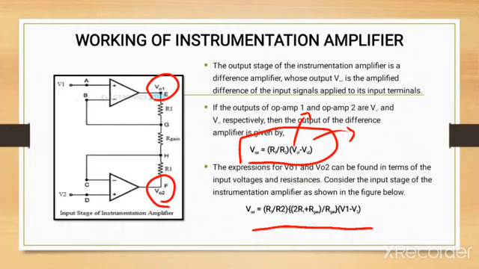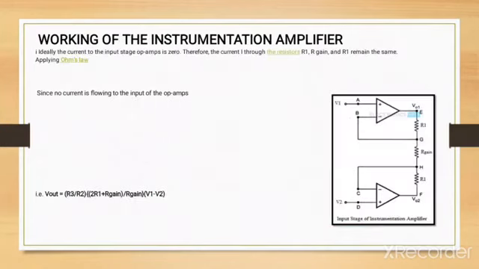From the figure, the expressions for V01 and V02 can be found in terms of input voltages and resistances. Consider the input stage of the instrumentation amplifier as shown in the figure. Vout will be R3 by R2 into (2R1 plus R gain) divided by R gain, into V1 minus V2. So now we have to derive this output value. So let us derive it.